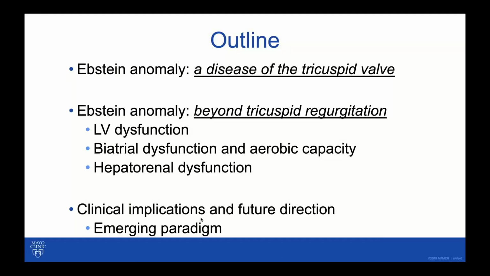So this will be the outline of my talk. I'm going to give you a 2-minute overview of Ebstein anomaly the way you know it, which is just disease of the tricuspid valve. After that, we'll move quickly to the focus of the talk, which is to discuss the other problems that are associated with Ebstein anomaly. We'll talk about LV dysfunction, atrial dysfunction, and hepatorenal dysfunction. Then we'll close the talk by integrating these new findings and discuss the emerging paradigm of care in this population.